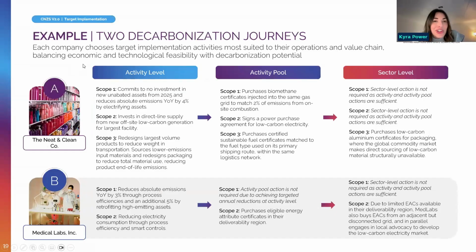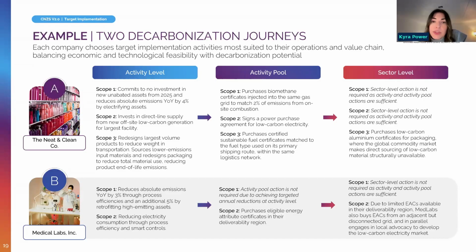Now, let's follow this journey into implementation. As you can see, each company takes actions across all scopes following the implementation hierarchy. To address scope one, our consumer packaged goods company, Meat and Clean Co., first focuses on electrifying assets where feasible. Then they purchase biomethane certificates. Importantly, these are injected into the same gas grid, so they meet the definition of an activity pool to match 2% of emissions from on-site combustion.